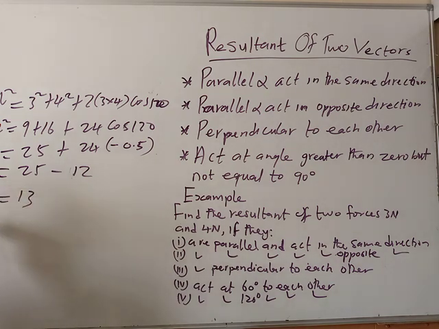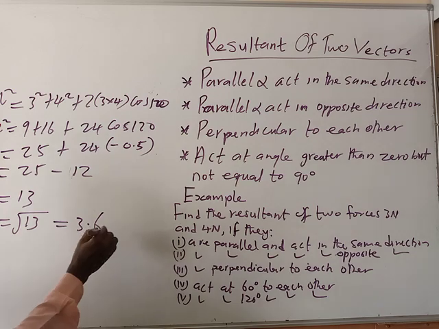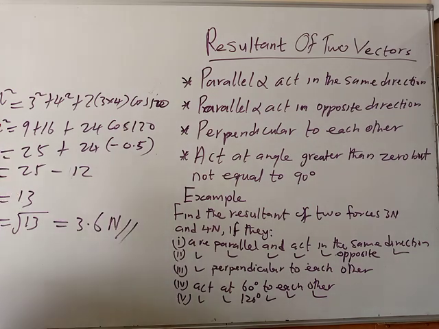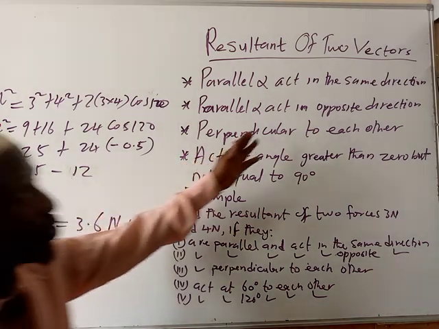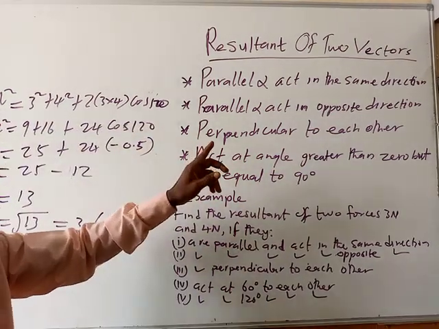Therefore, that is R squared. The resultant R is the square root of 13. If you find the square root of 13, we are going to get 3.6. So the resultant will be something close to 3.6 Newton. So that is how to find the resultant of two vectors. So what will the next topic be? Resultants of several forces.